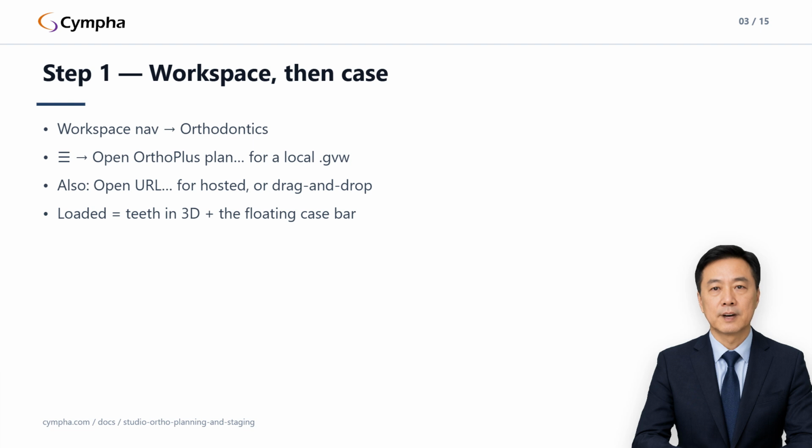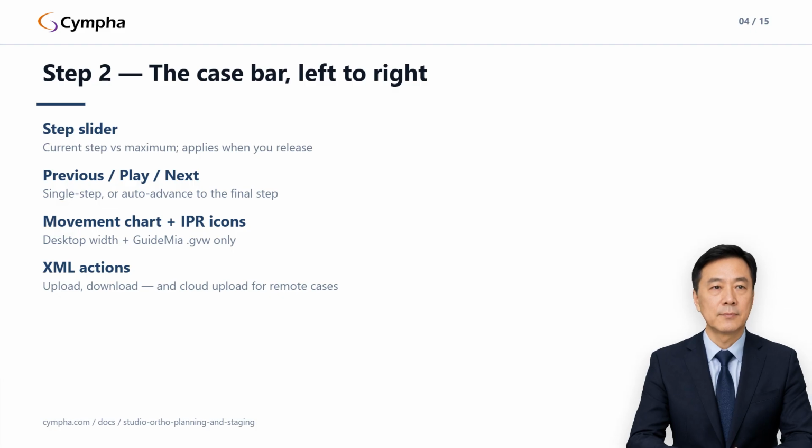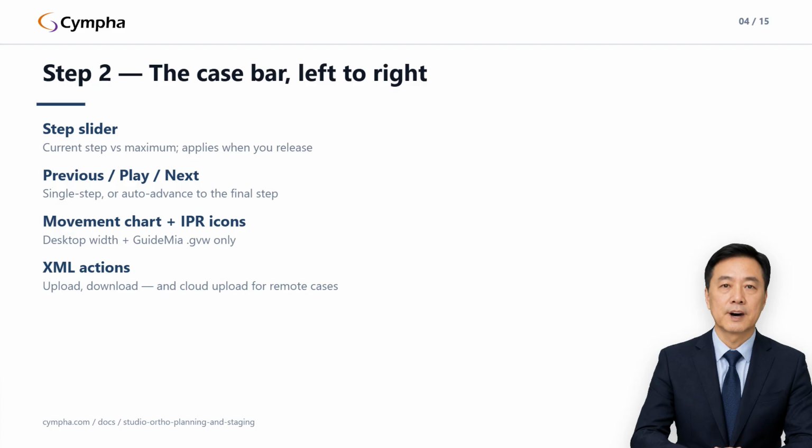Once the slider has keyboard focus, the arrow keys, Home, End, and Page Up and Down move the step and apply immediately. Next, the transport: previous and next single step and disable at the ends, while play advances 1 step every 200 milliseconds until the final step, then stops, it does not wrap to step 0. And starting play automatically turns the IPR overlay off if it was on, so the labels never lag the moving model. Then the 2 authoring toggles, movement chart and IPR, and the XML actions we'll finish with.